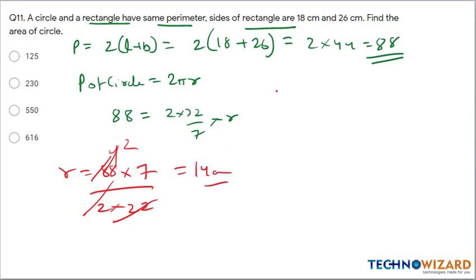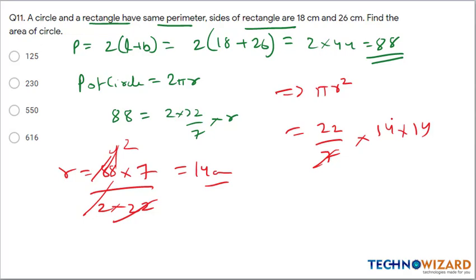Now we have to find the area of the circle. Area of a circle is given by pi r square. Therefore 22 upon 7 into 14 into 14. Now 22 into 28 will be 616 centimeter square. Therefore option D is the correct answer.